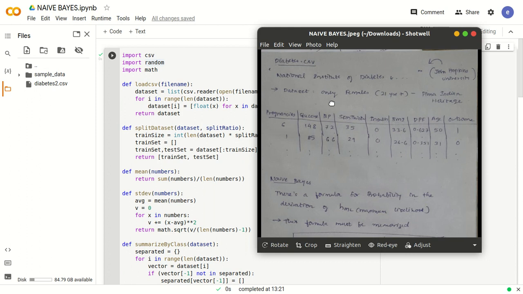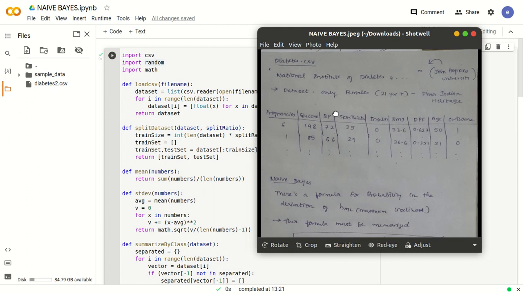Okay, now what this dataset tells is, it will have the data for these 8 columns: pregnancies, glucose, blood pressure, skin thickness, insulin, body mass index, DPF, the diabetes pedigree function, and age. So based on these attributes or columns, we will have an outcome. If it is 1, it means they are diabetic, and if it is 0, it means they are non-diabetic. So this is what the dataset contains, and this is the dataset we are using.